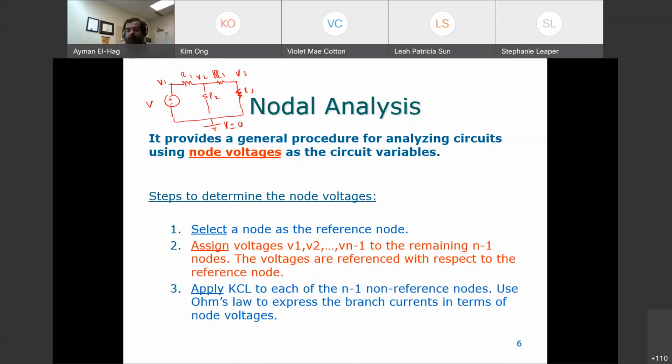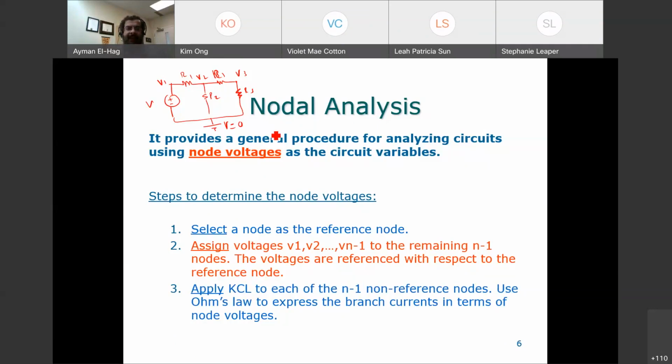And here I'd like to pause a second. In nodal analysis, and this is one of the other advantages, we only apply KCL. We don't apply KVL at all. We never apply KVL in nodal analysis. Okay, so we will apply KCL. However, we will apply it in terms of the node voltages, not in terms of the currents.